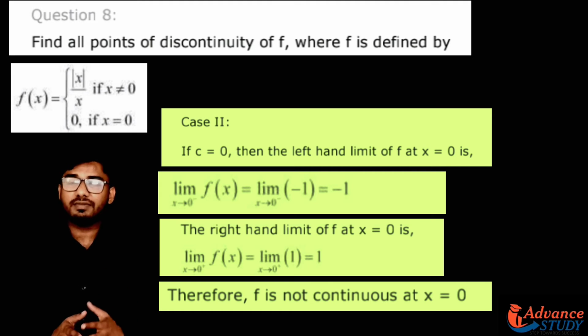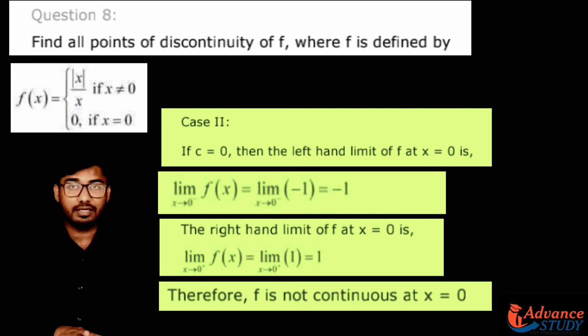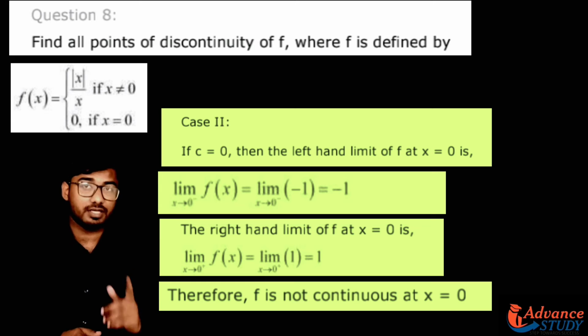So it is observed that the left hand limit and the right hand limit of the function at x equal to 0 do not coincide. Therefore the function is not continuous.